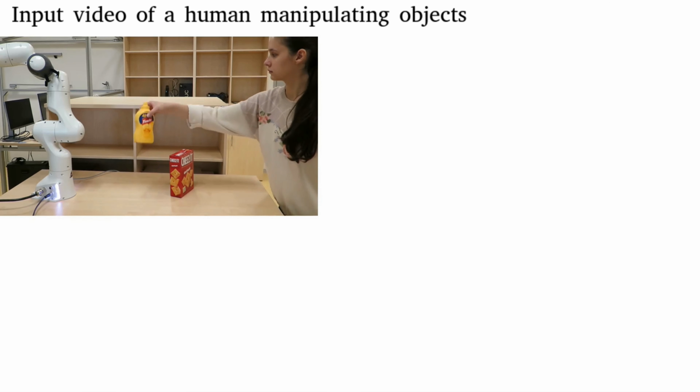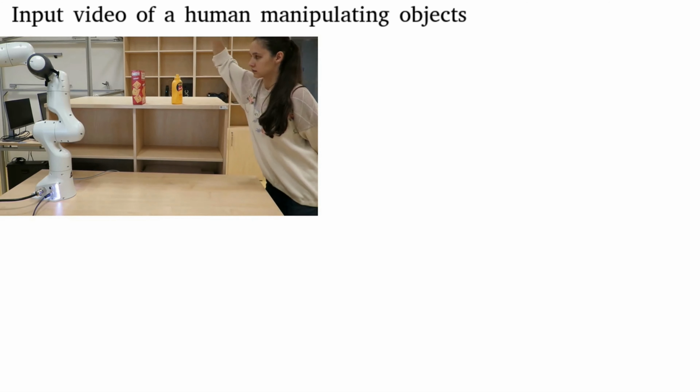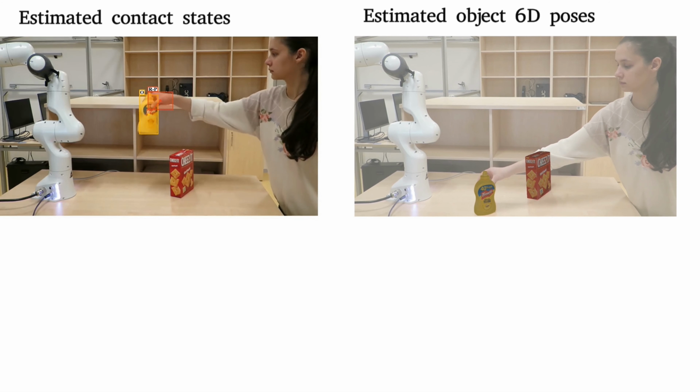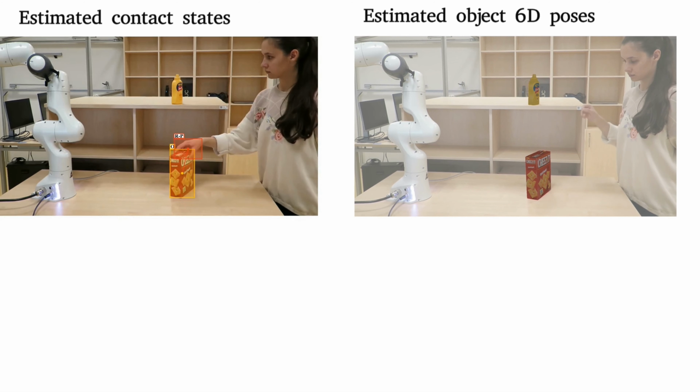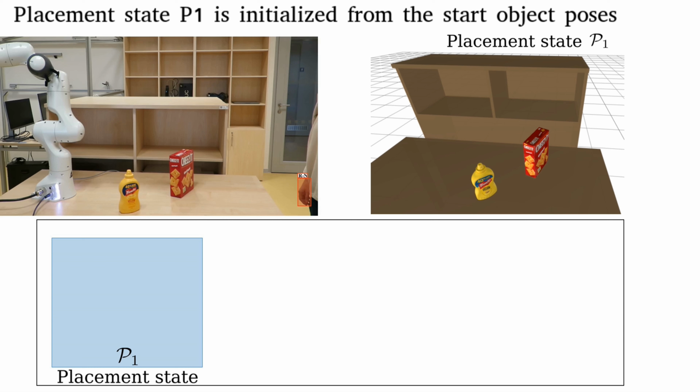Input to the proposed approach is a video of a human manipulating objects. From the video, we estimate object 6D poses and human object context states. We use the estimated values to construct configuration space for the planner. The configuration space is composed of placement states in which all objects lie on the contact surfaces and grasp states in which one object is grasped and manipulated by the robot.